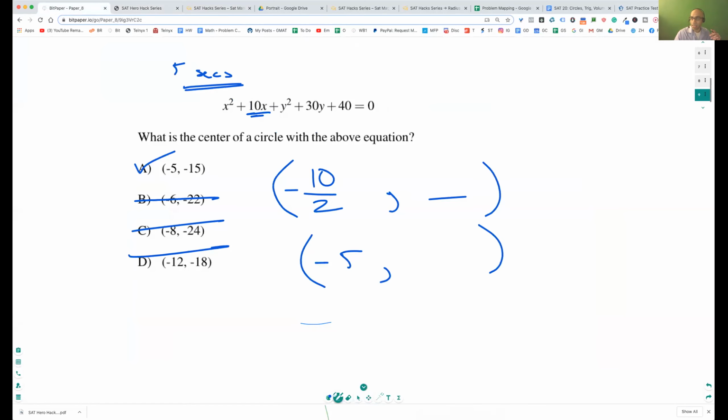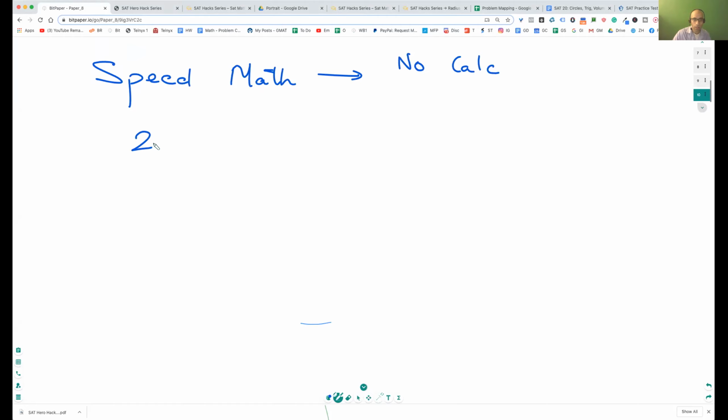The next hack is a speed math hack. Many of you already know this, but these problems are so useful, especially for the no calculator section. As you know, the first 20 problems are in the no calculator section. So let's say you want to have 22 divided by 5.